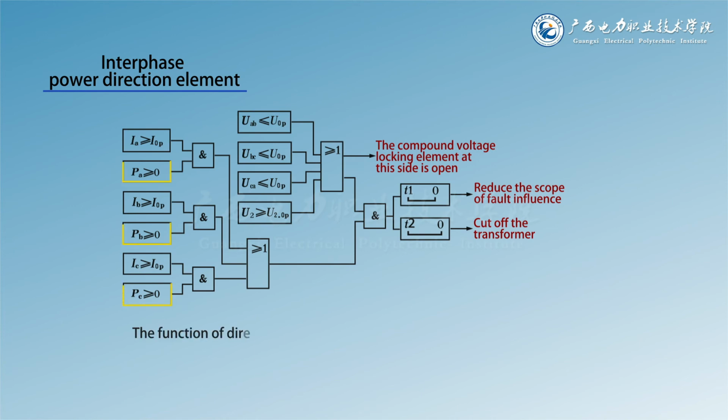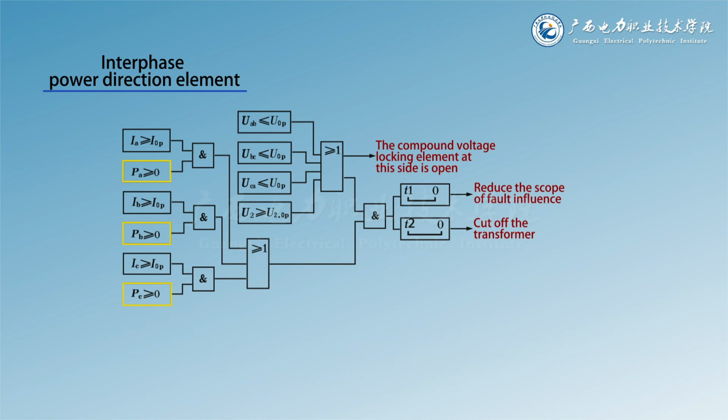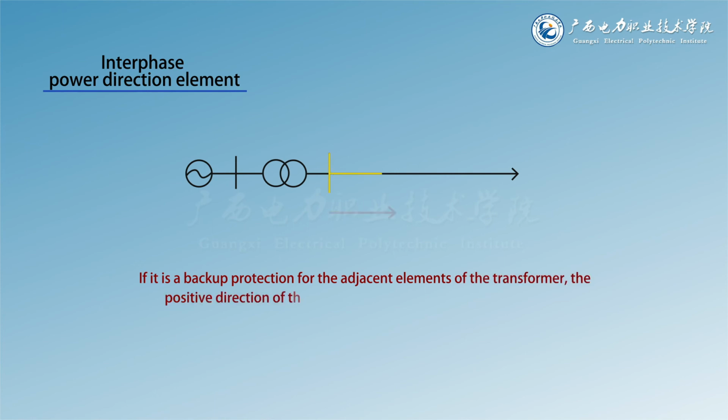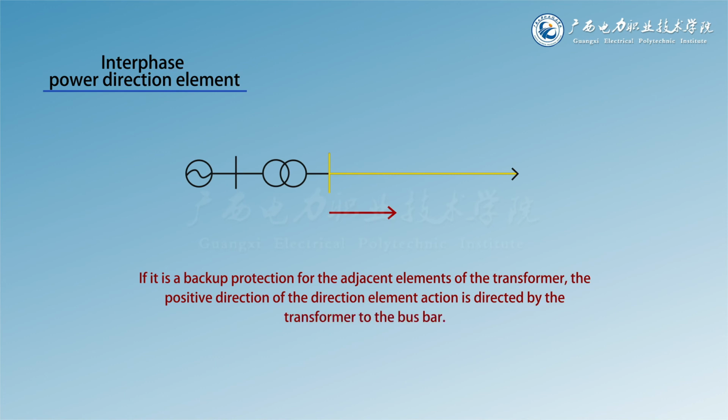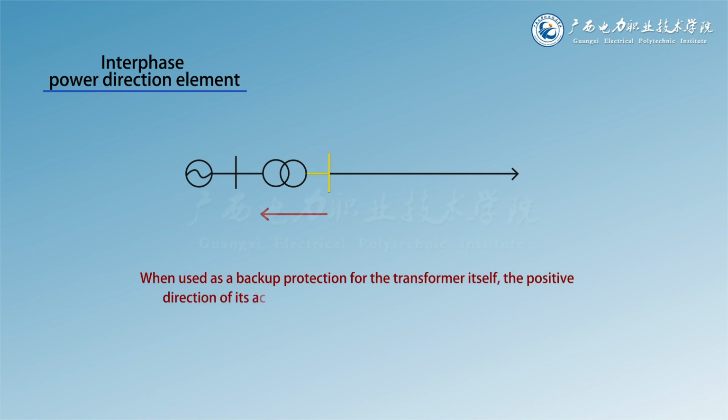The function of the directional element is to judge the position of the short circuit point according to the direction of phase-to-phase short circuit power, so as to make the protection selective. If it is a backup protection for the adjacent elements of the transformer, the positive direction of the direction element action is directed from the transformer to the bus bar. When used as a backup protection for the transformer itself, the positive direction of its action is directed from the bus to the transformer.